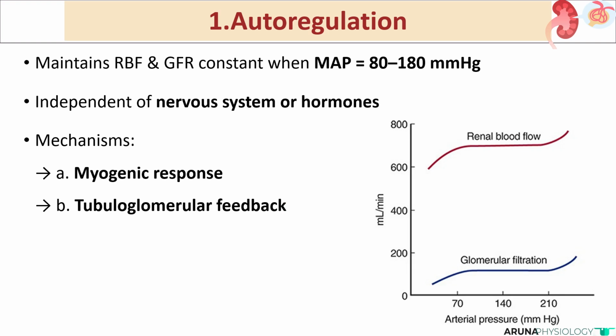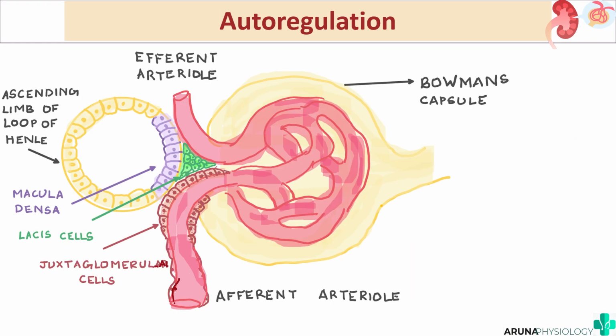The concept is simple. First is the myogenic mechanism. This is our afferent arteriole, the glomerulus, the efferent arteriole, and you can also see the ascending loop of Henle along with the juxtaglomerular apparatus. Now suppose we take a scenario wherein the BP is increasing. What do we expect? We expect there's going to be more blood flow, right? There's going to be increased blood flow through the afferent arterioles. So what will happen to the blood vessel wall? There is going to be a stretch, right?